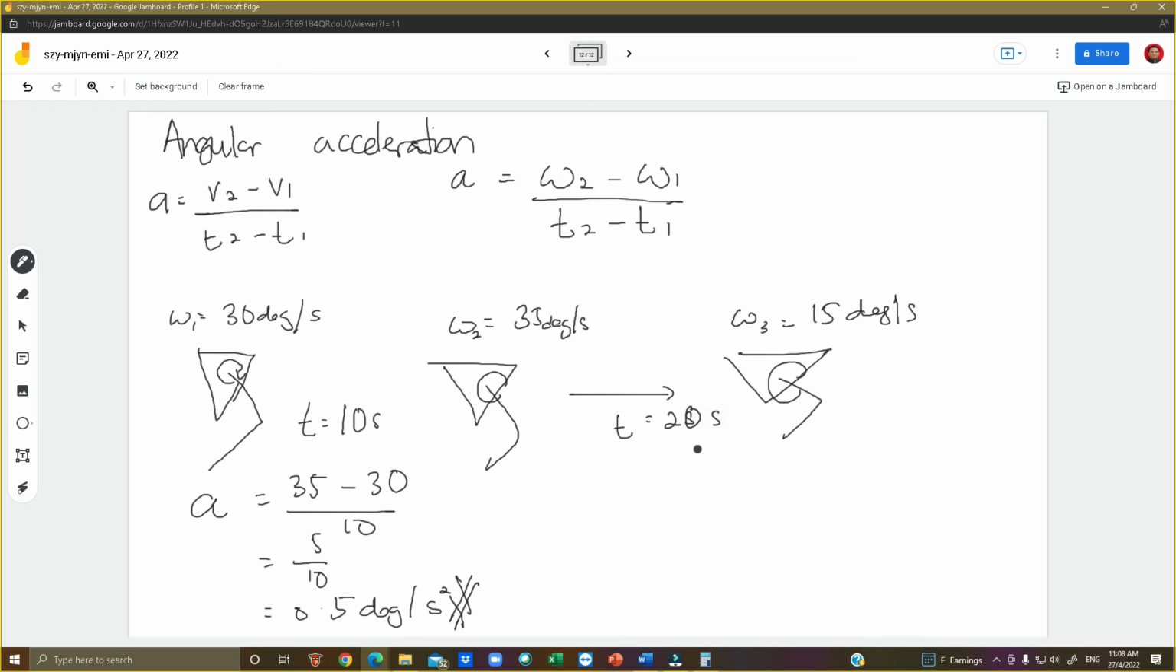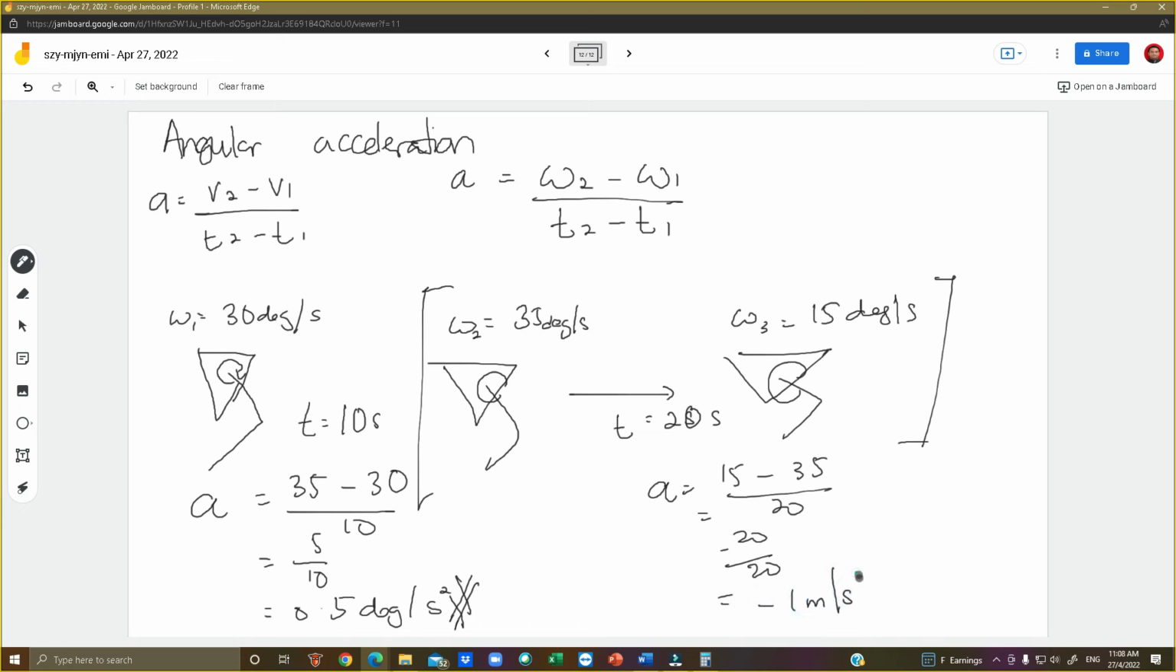So what is the new alpha? Dia akan jadi 15 minus 35, because this is the new omega. Equals to, berapa ni? 15 tolak 35, 20 over 20. Equals to negative 1. Negative 1 apa? Degree per second square.